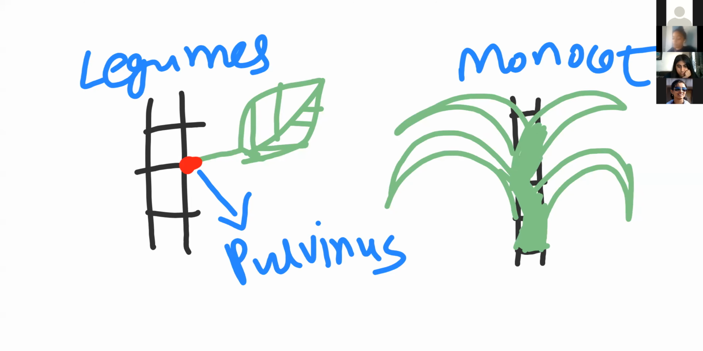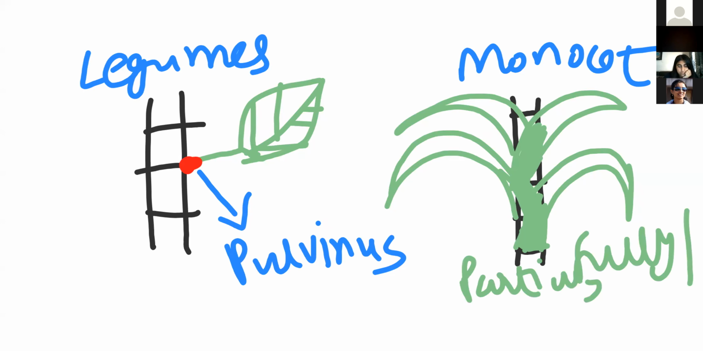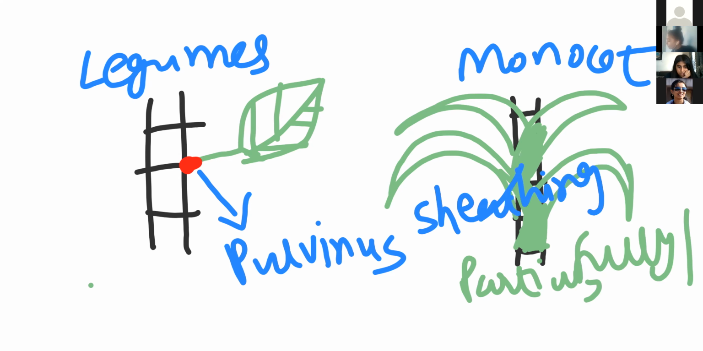In some of the monocots, it covers the stem fully. In some of them, partially. Fully or partially it covers the stem, and that we call sheathing of leaf base, covering.